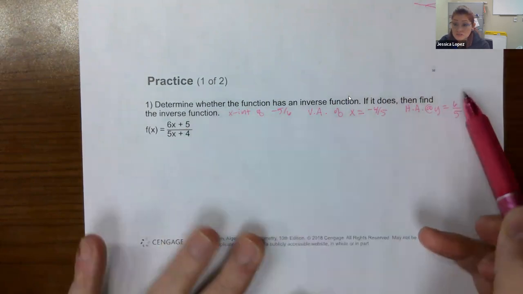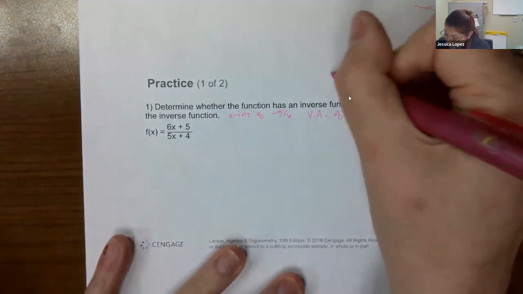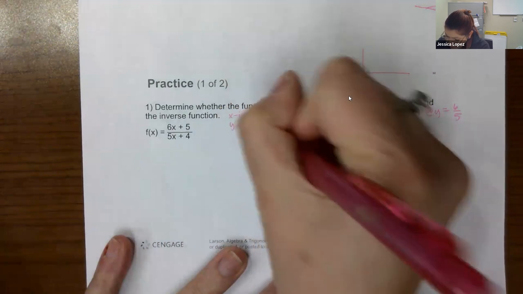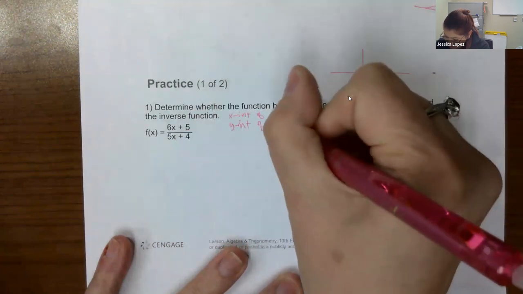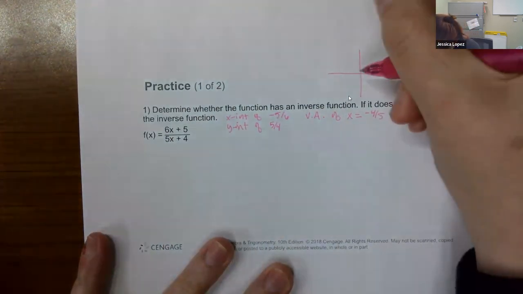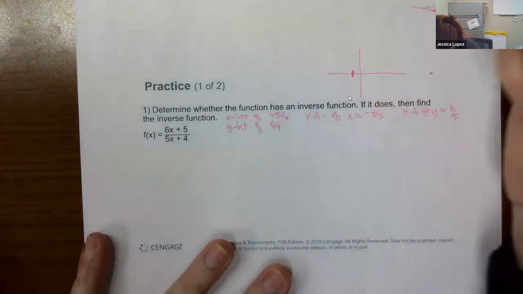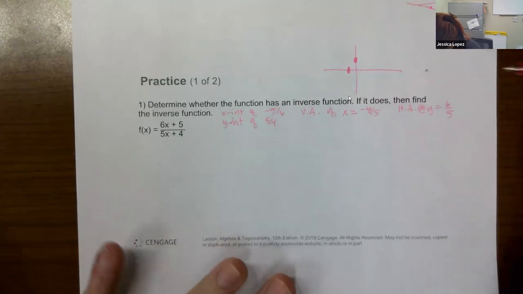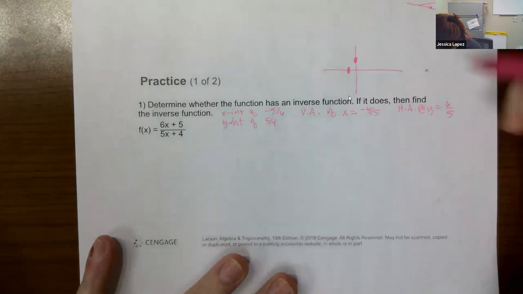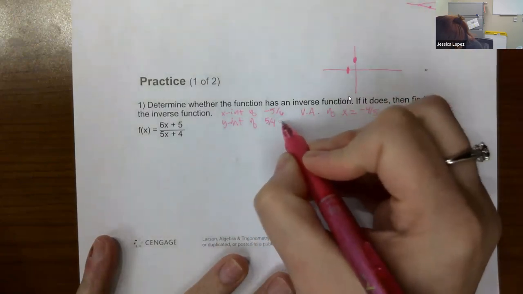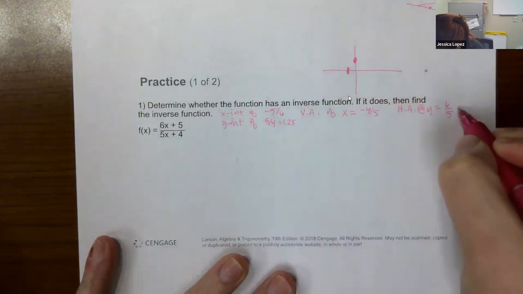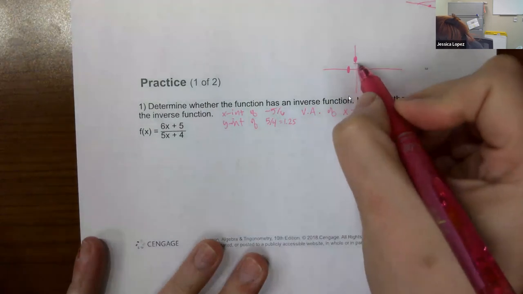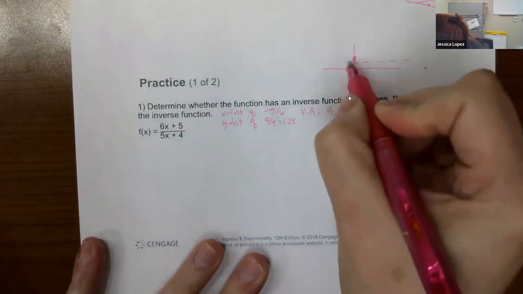So I took the coefficients. And so if I were to graph that real quick, I also know the y-intercept of 0, 5 fourths. So let's see, we have negative 5 sixths, which would be somewhere here. We have positive 5 fourths, which would be somewhere here. We have 6 fifths. This is 1.25 and this is 1.2. So the y-intercept is above the horizontal asymptote.